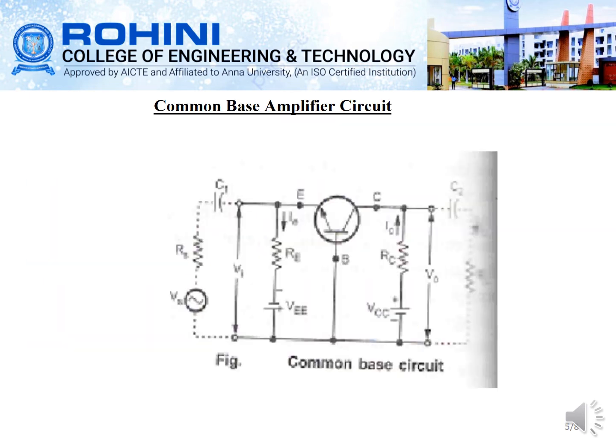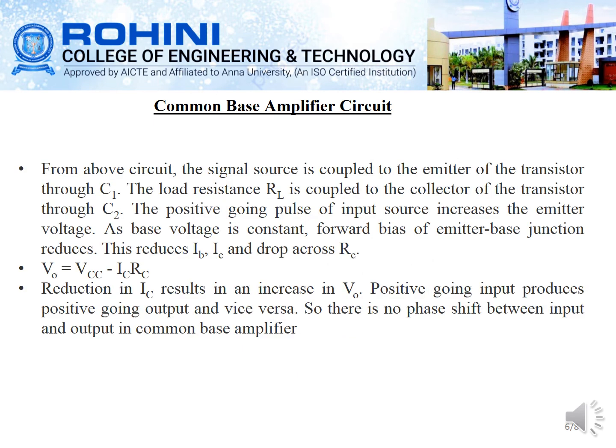Next, the common base amplifier circuit. In the common base amplifier circuit, we consider the base terminal as the ground. Here the input will be the emitter and the output will be the collector. The signal source is coupled to the emitter of the transistor through the capacitor C1, and the load resistance RL is connected to the collector region through the capacitor C2.